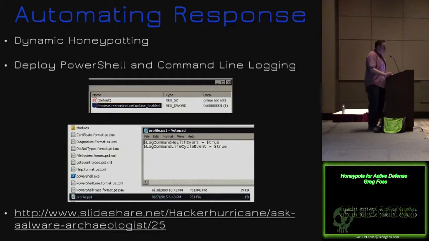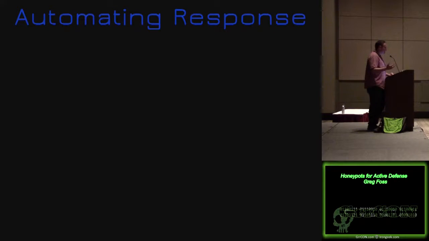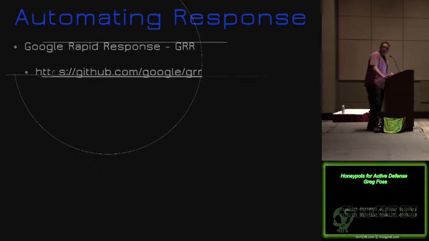We want to enable command line and PowerShell logging. I don't want to go through all the details of this because there's a really good post by Hacker Hurricane, Michael Gough. I don't know if you guys ever read his stuff, but he's done some great overviews of how to do this. He also has the Windows logging cheat sheet. If you implement those, you can dynamically turn a system into a very verbose honeypot and just see what's going on there. Watching the command line activity is how we catch a lot of the weird stuff going on in the network.